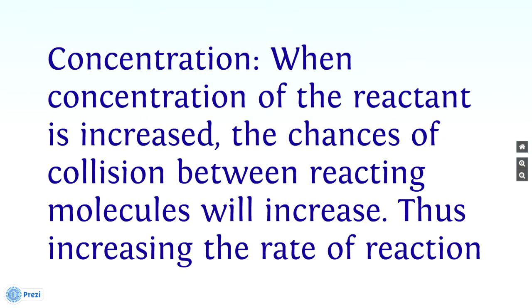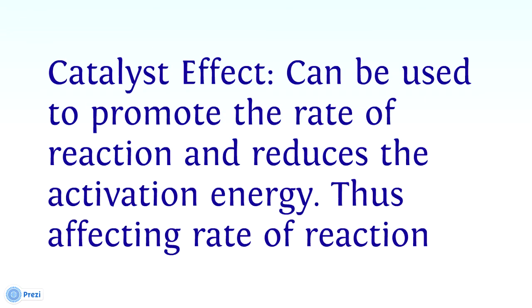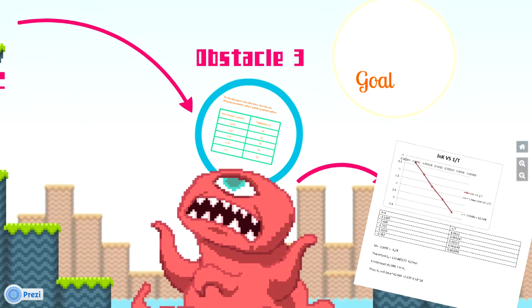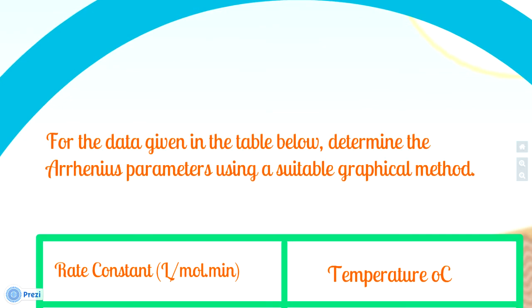Concentration. When concentration of the reactant is increased, the chances of collision between reacting molecules will increase, thus increasing the rate of reaction. Catalyst effect can be used to promote the rate of reaction and reduces the activation energy, thus affecting rate of reaction. For data given in the table below, determine the Arrhenius parameters using a suitable graphical method.